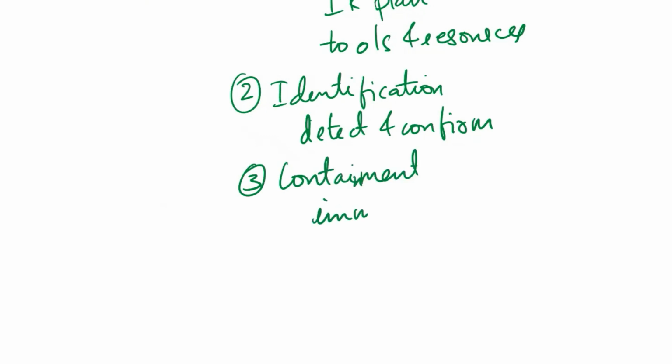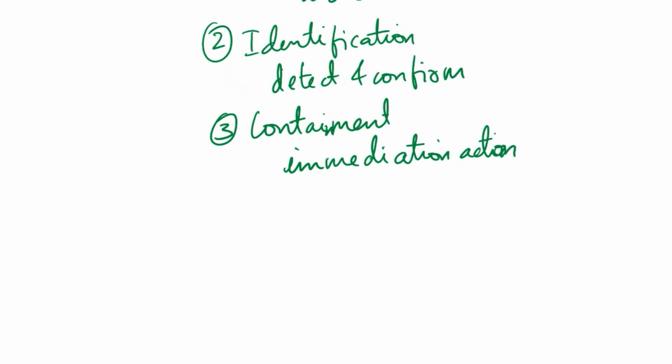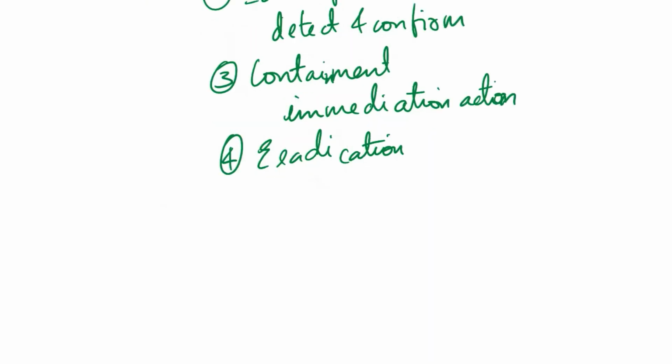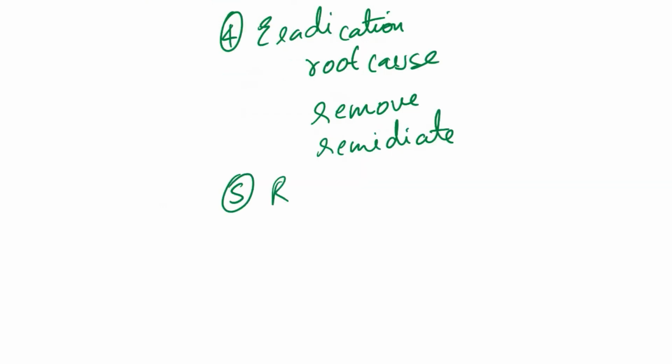Third step, containment. Here we take immediate actions to contain the incident, preventing it from spreading further and causing more damages. Next one, eradication. Here we determine the root cause of the incident, remove any malicious components, and remediate vulnerabilities to prevent a reoccurrence.